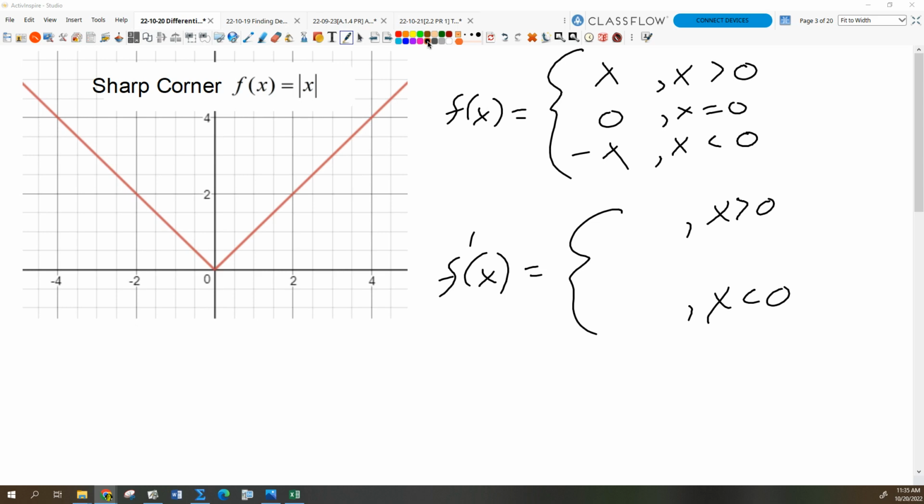In the domain where x is greater than 0, that's the leg of the absolute value function to the right of the y-axis. What's the slope everywhere? 1. So the derivative is equal to 1, right? What's the slope everywhere to the left of the y-axis when x is negative? -1. So what about at 0? Well, which one would it be? Do you see why it can't be either one of those?